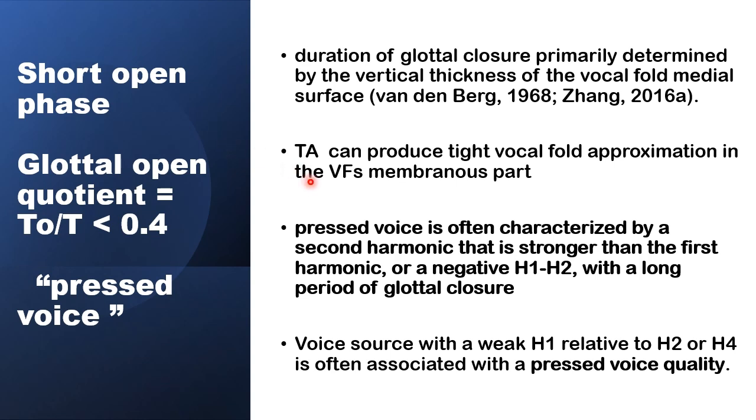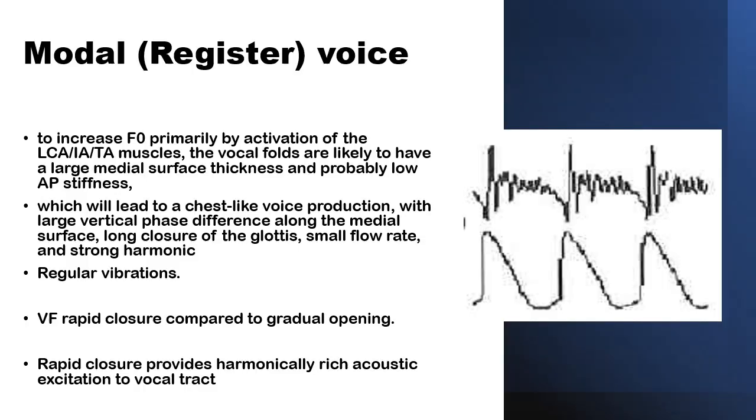The pressed voice is often characterized by a second harmonic that is stronger than the first harmonic. The H1 minus H2 would be negative, and this would produce a pressed voice. Somewhere between these two extremes of a breathy voice and a pressed voice is the modal voice or the modal register, which is more commonly used in phonation, characterized by regular vibratory cycles and a rapid closure of the vocal fold with a more gradual opening of the vocal fold.